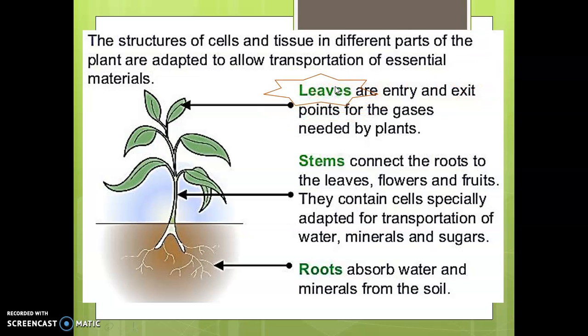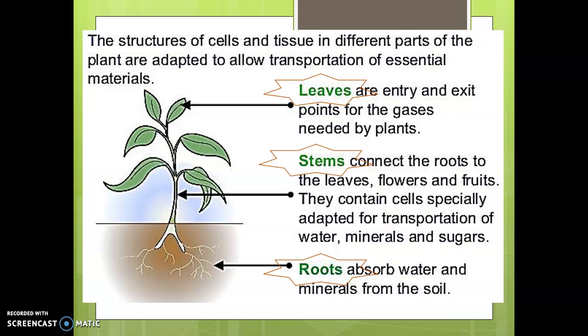Firstly is the leaves. Leaves are the entry and the exit points for the gases needed by plants during respiration and photosynthesis. Water also escapes from leaves during transpiration. The second part will be the stems, which connect the roots to the leaves, flowers, and fruits. They contain cells specially adapted for transportation of water, minerals, and sugars. And the third part will be the roots, which absorb water and minerals from the soil.